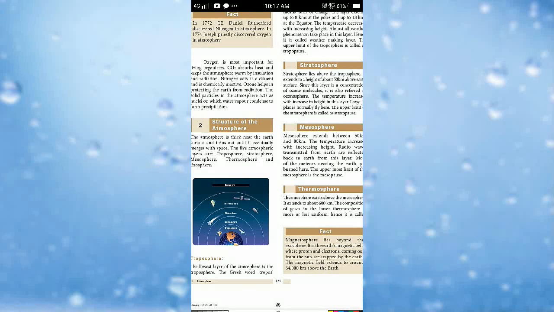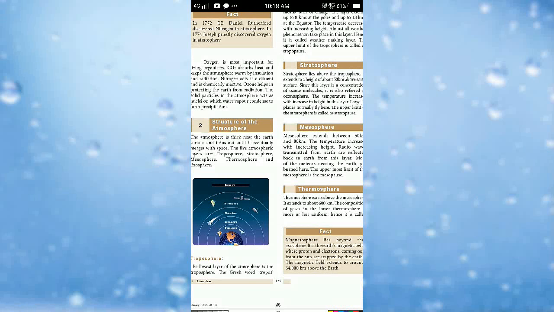Next one is stratosphere. Stratosphere lies above the troposphere. It extends to a height of above 50 kilometers above Earth's surface. Since this layer has a concentration of ozone molecules, it is also referred to as the ozonosphere. The stratosphere, otherwise known as the ozonosphere. Why is it known as ozonosphere? Because of the concentration of ozone molecules, it is also referred to as the ozonosphere.